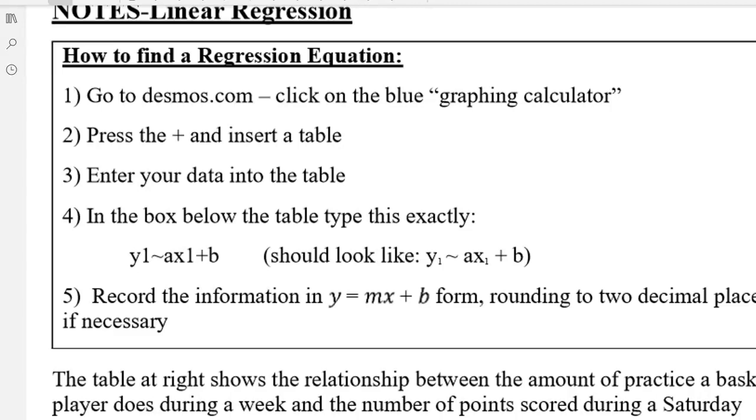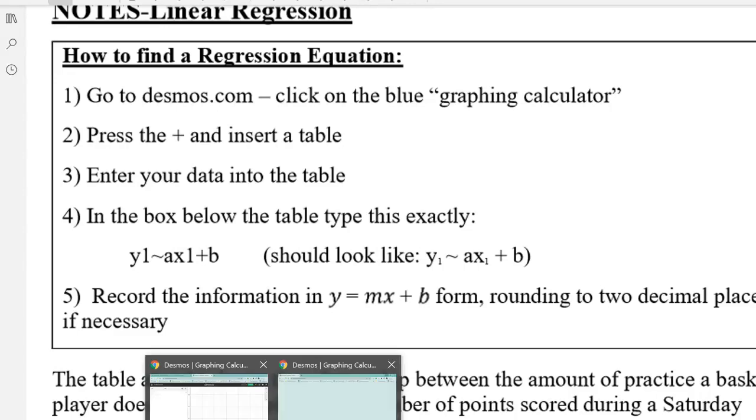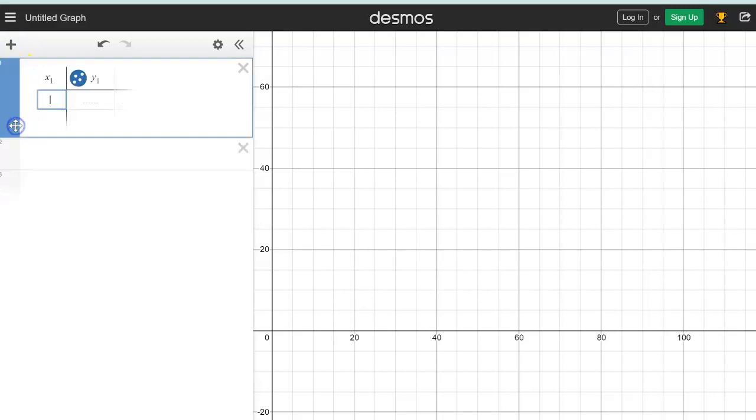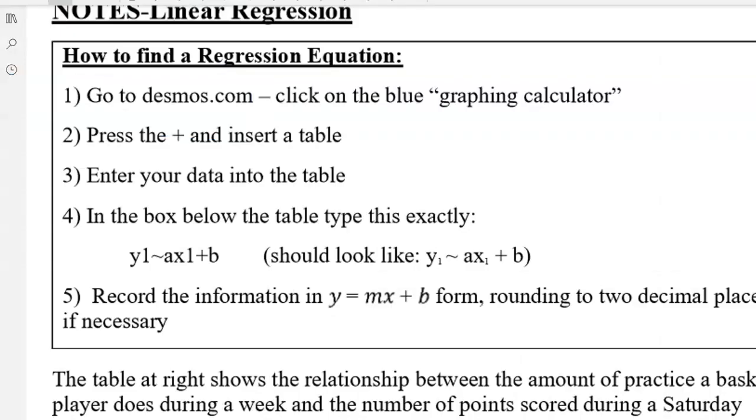Go to Desmos.com, click on the blue graphing calculator. Beautiful. Number 2, please, Grace, help us read. Press the plus sign and insert a table. Perfect. All right, everyone, press the plus sign. Where is the plus sign? Left or right side? Left. Okay. Insert a table. See, easy peasy. We just have to follow instruction.